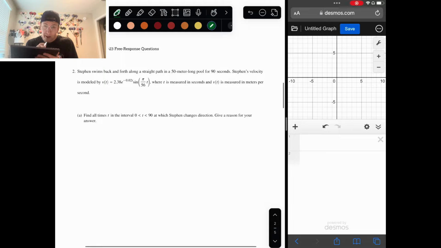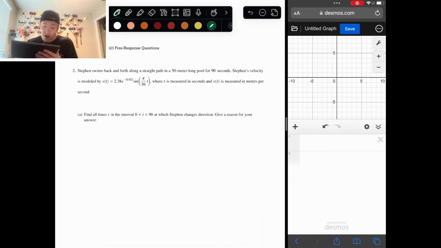So part A is saying find all times t in the interval 0 is less than t, which is less than 90, at which Steven changes direction. Give a reason for your answer. Okay, so right away, I know Steven changes direction when our velocity changes sign, or when our velocity is equal to 0 and it goes from positive to negative and negative to positive. So I'm going to state that v of t is equal to 0 and velocity changes signs.